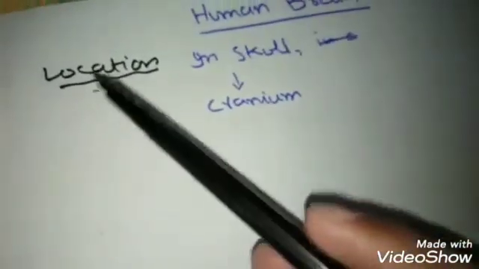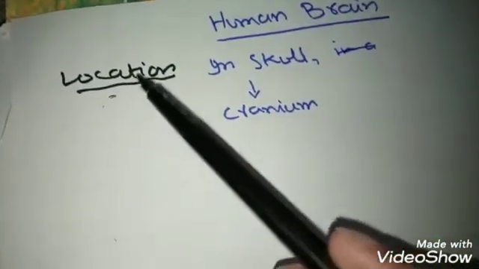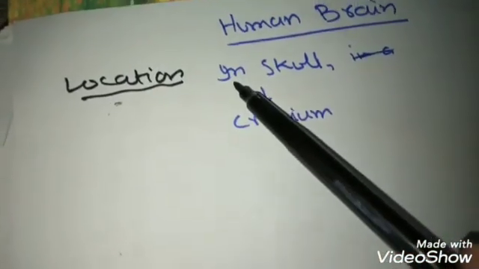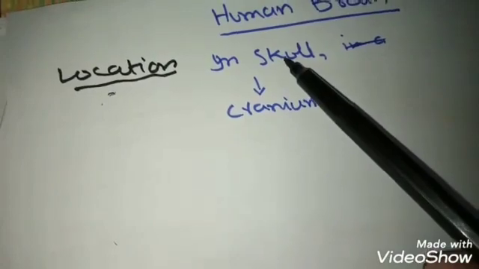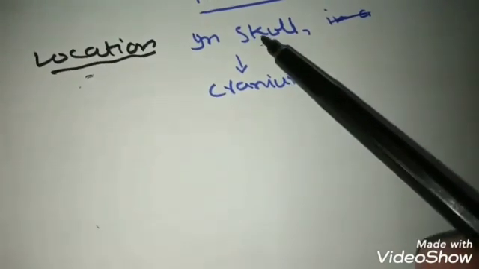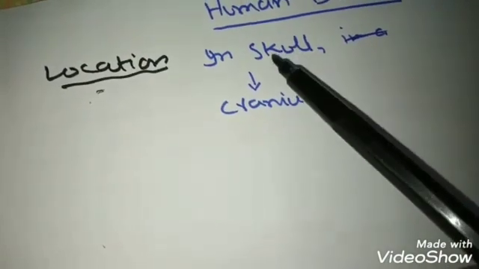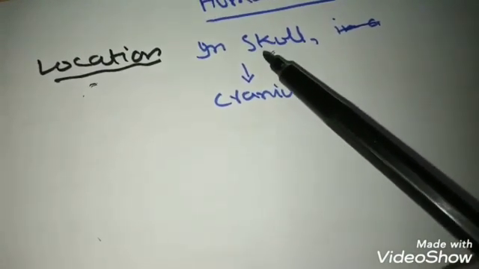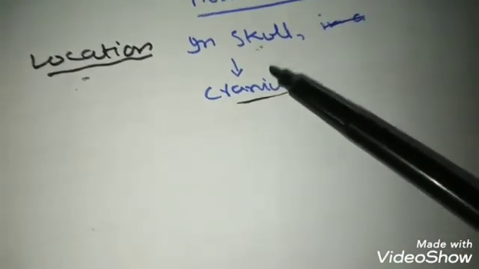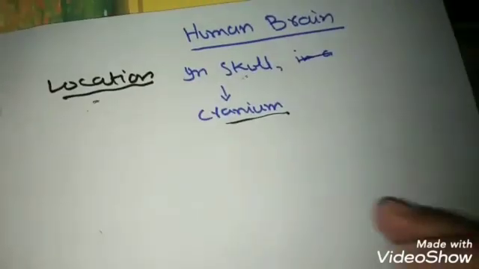First of all, we discuss its location. Everyone knows that the human brain is in the skull, and it is not in the whole of the skull. The skull also contains the jaws and facial bones. The face is also part of the skull. There is a region of the skull called the cranium in which the brain sits.